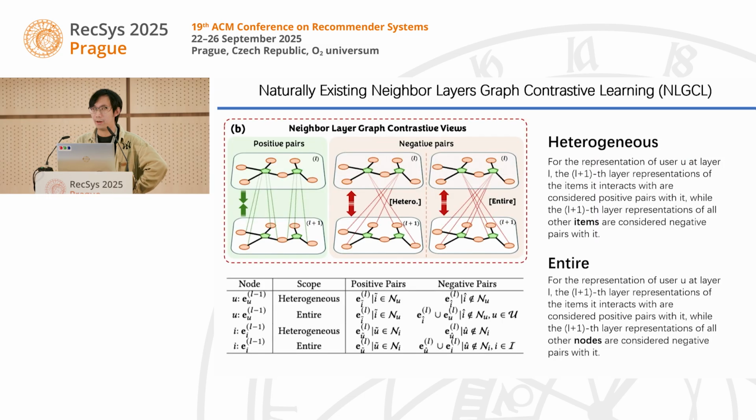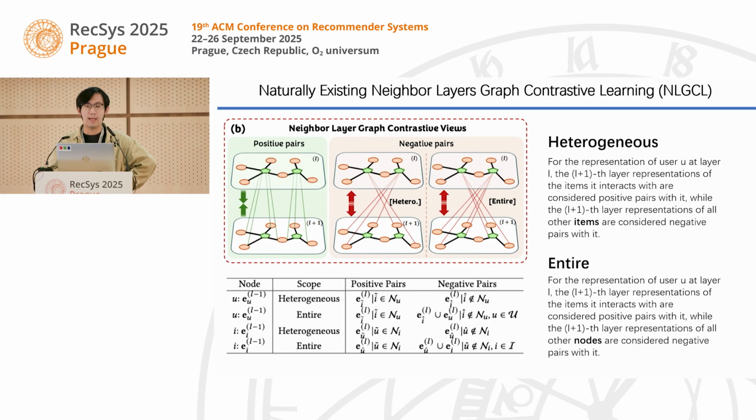Actually, we already talked about the positive pairs in our NLGCL in previous slides. So in this slide, we will give an overall paradigm for our NLGCL. Our NLGCL includes two different scopes: first is heterogeneous, and second is entire. The difference between these two scopes is only about the negative samples, the negative pairs.